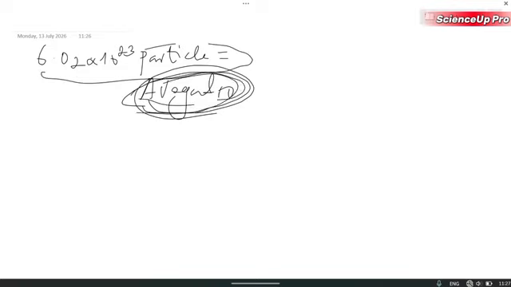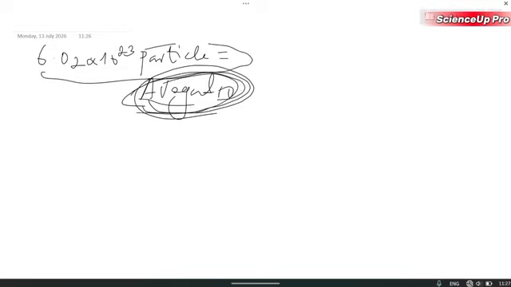And 1 mole of any substance contains this number of particles. These particles could either be atoms, molecules, ions, or electrons as well. This is a flow chart of how you can relate all this: 1 mole, Avogadro's constant, number of atoms, number of molecules, ions, electrons.